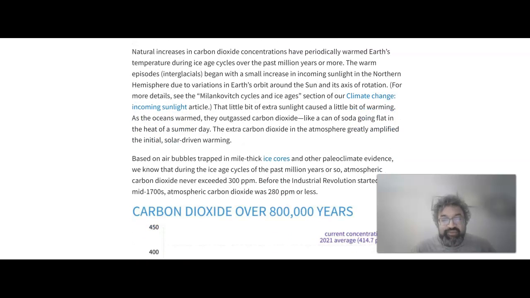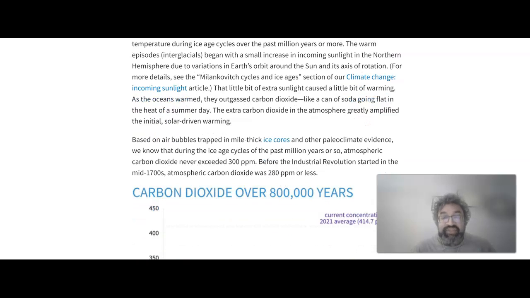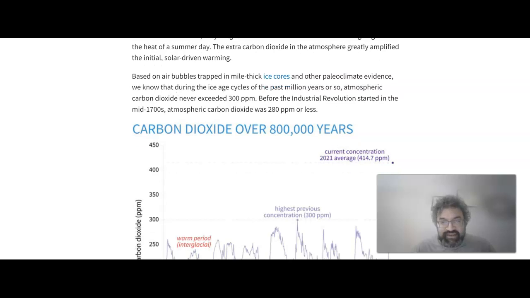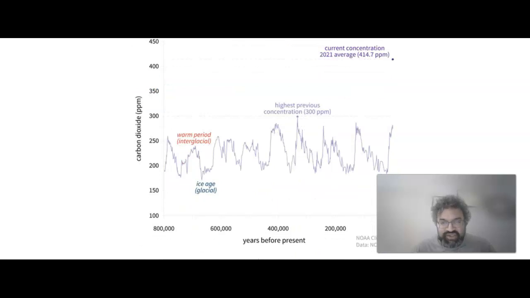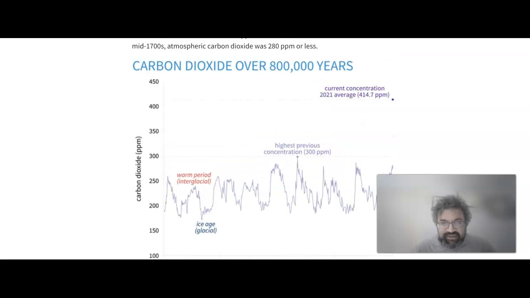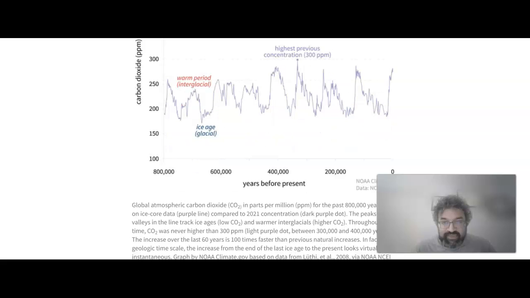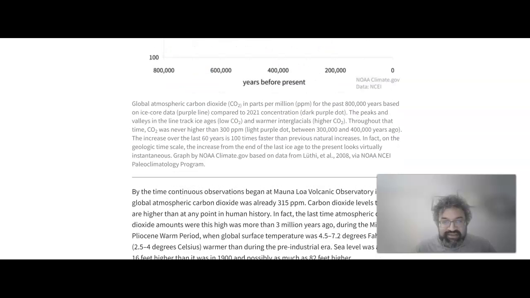Based on the air bubbles trapped in mile-thick ice cores and other paleoclimate evidence, we know that during the ice age cycles of the past million years or so, atmospheric carbon dioxide never exceeded 300 parts per million. So you see the changes come about through the Industrial Revolution, and carbon dioxide over 800,000 years was not as much as what is here right now.